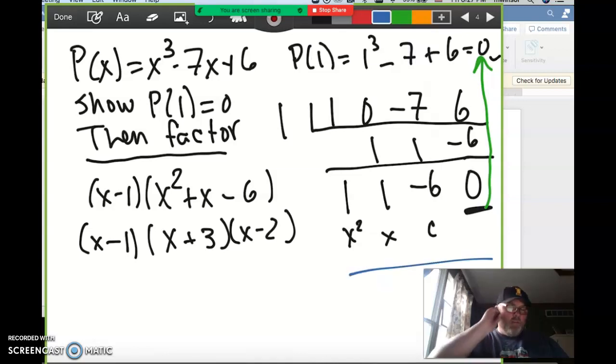So that's what they're asking when they say then factor. They want you to substitute your value into the function to show that it is a 0, and then use that value and synthetic division to find the other factor, and hopefully, like this one was really super nice, it factors nicely. Okay.